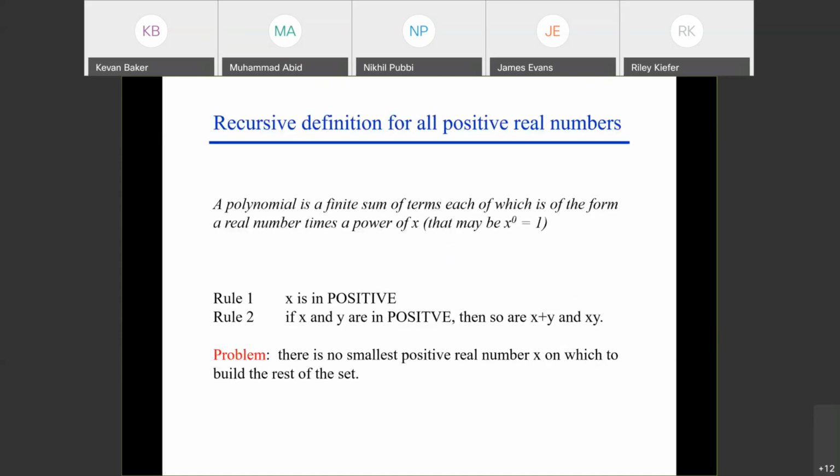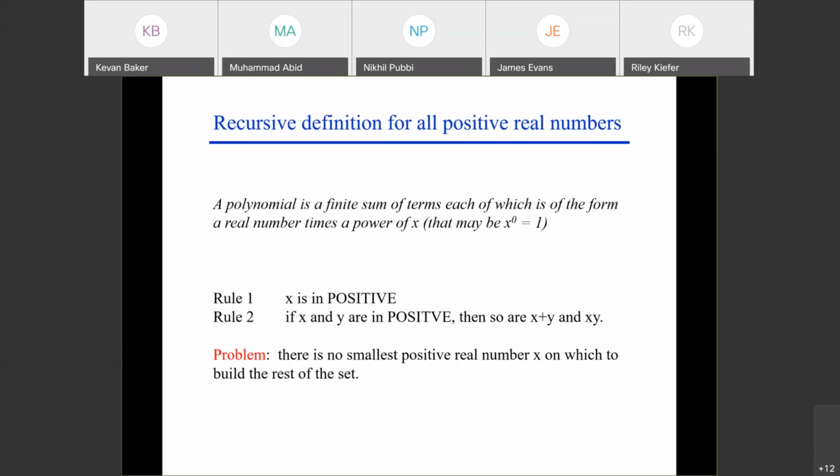Now if you see this, you are saying x is in positive, and if x and y are in positive, then so are x plus y and xy. So what is x? We start the base case with the variable. And now we do not have any concrete thing, whereas the base case should be a concrete thing. Otherwise, you are not able to generate any new word.